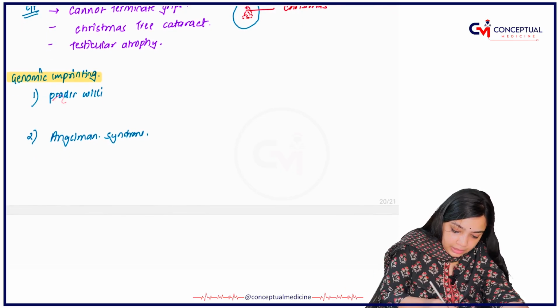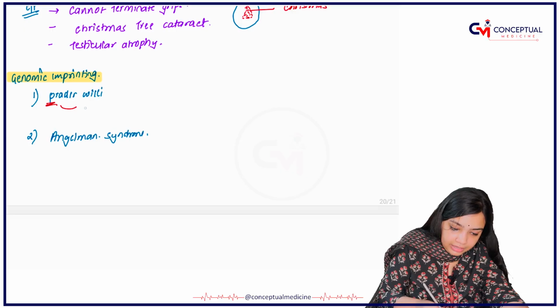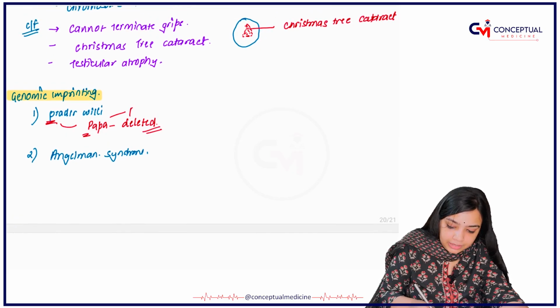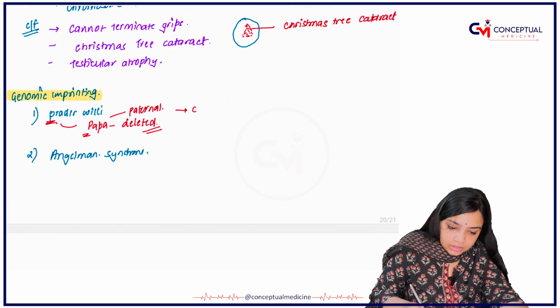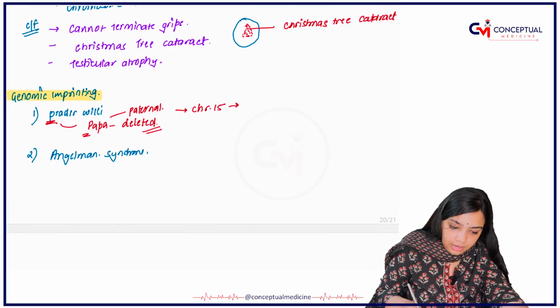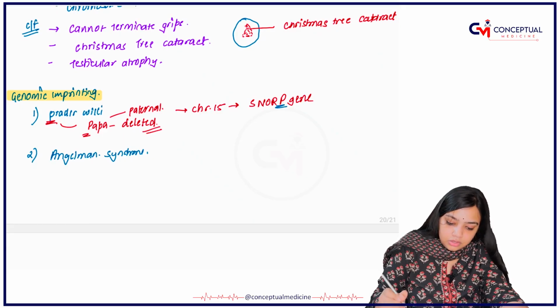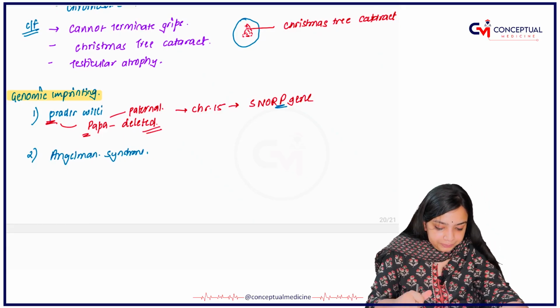So remember, P for P. In Prader-Willi, the father, that is your papa, will be affected. The chromosome of papa will be deleted. In Prader-Willi, papa, that is the paternal chromosome, is deleted, and it is chromosome number 15 and the SNORP gene. See, here also P is coming. So it is the Prader-Willi.